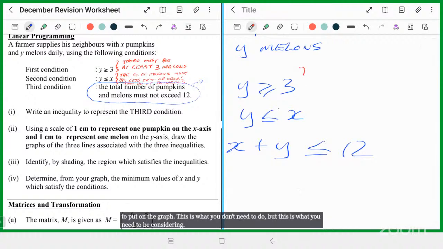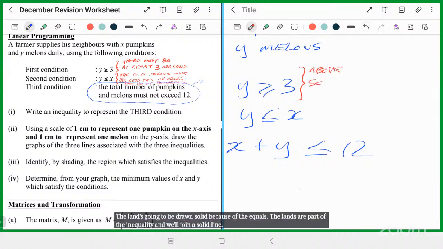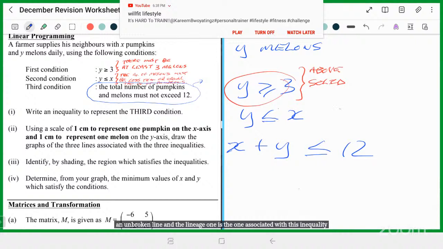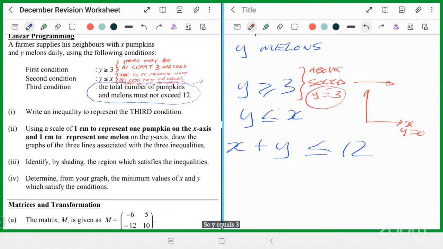So this first one means that you want above the line. The line is going to be drawn solid because of the equal, so the line is a part of the inequality. It's going to be an unbroken line, and the line you're drawing is the one associated with this inequality. That line is y equals 3. Y equals 3 is a horizontal line passing through 3. If you don't remember whether it's horizontal or vertical, remember that the x-axis is the line y equals 0, so y equals 3 must be horizontal like the x-axis. All right? Let's remember these things.